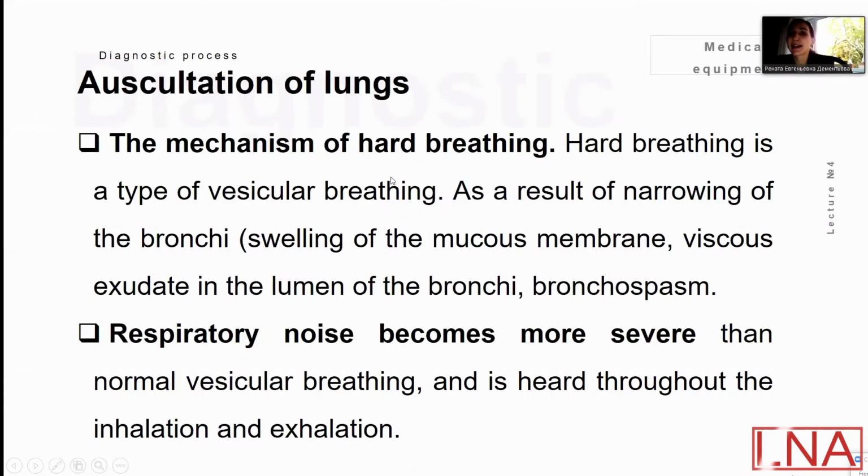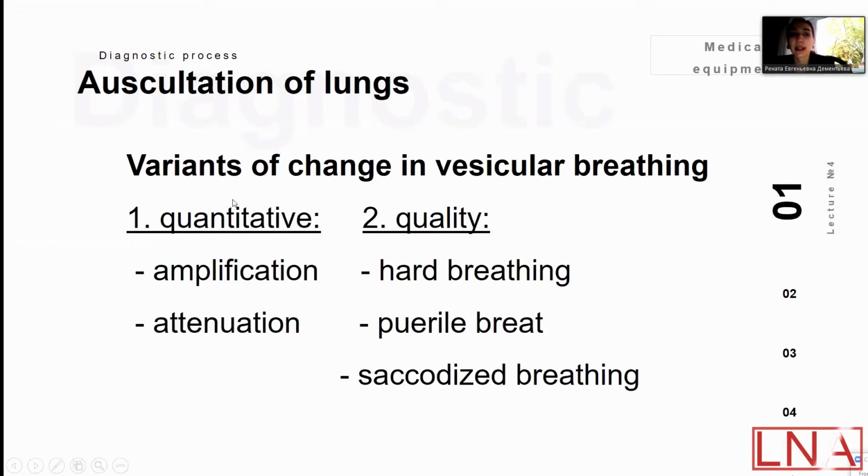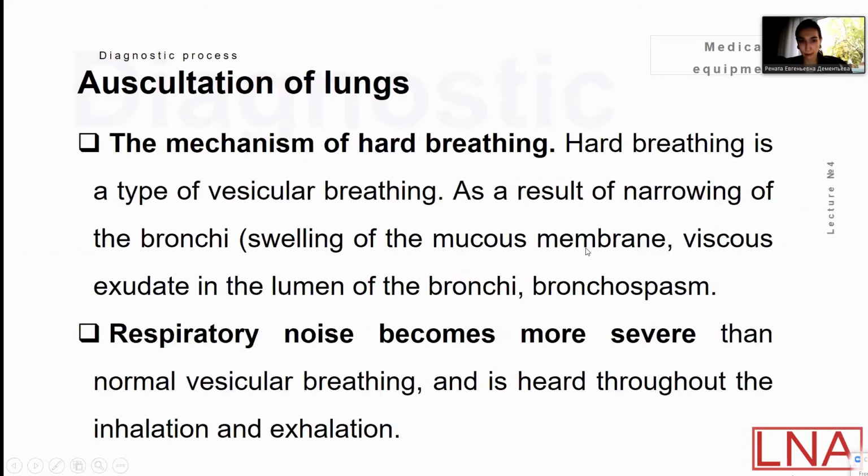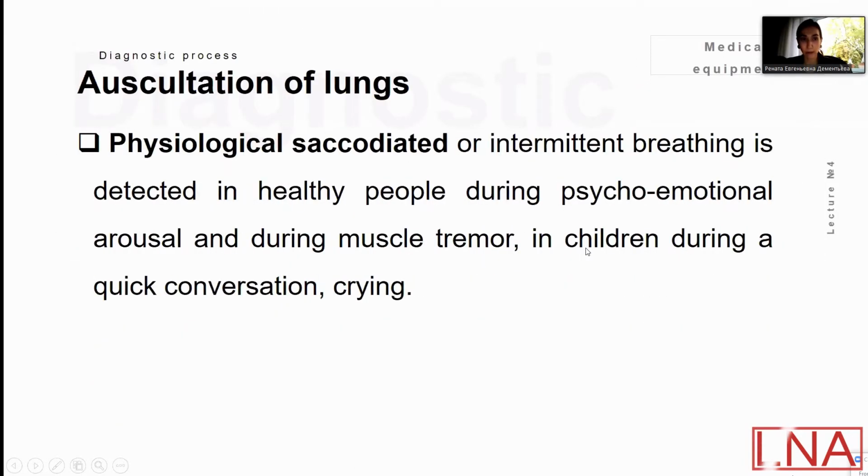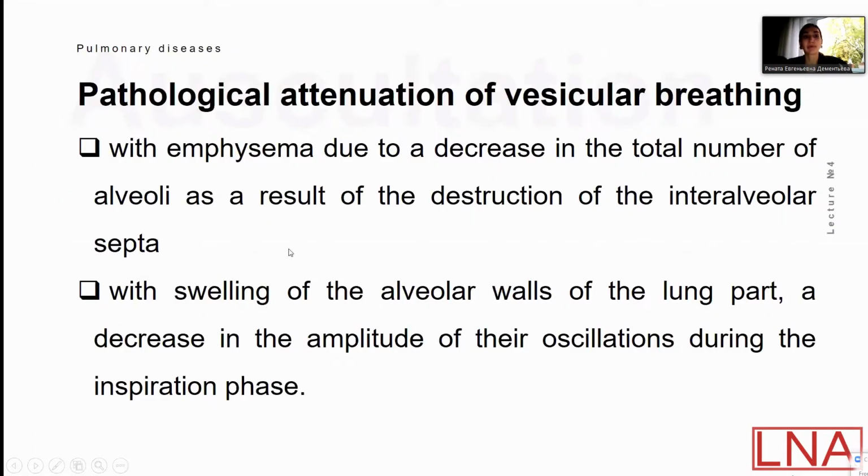So, all these types, yes, let's return to quantitative breathing, amplification and attenuation, and we discussed the physiological reasons for the amplification and attenuation, and the qualitative differences of vesicular breathing, like hard breathing, like puerile breathing, and like intermittent or saccadic breathing. Look, physiological saccadic breathing occurs during crying or during psycho-emotional stress in healthy people.